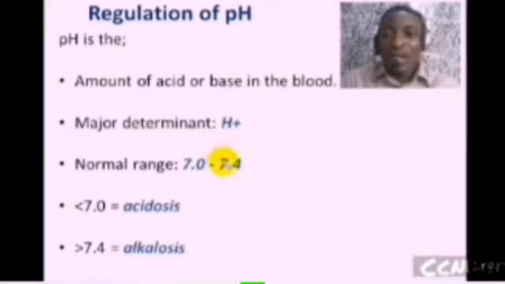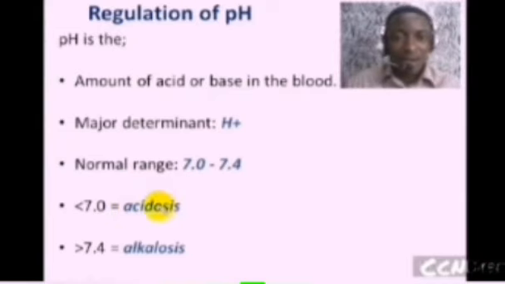So the normal range in the blood is between 7.0 to 7.4. This is neutral per se. When the hydrogen ion content in the blood decreases below 7.0, then the body is in a condition known as acidosis. Conversely, when it increases above 7.4, the body is in a state of alkalosis. It simply means there is a problem.